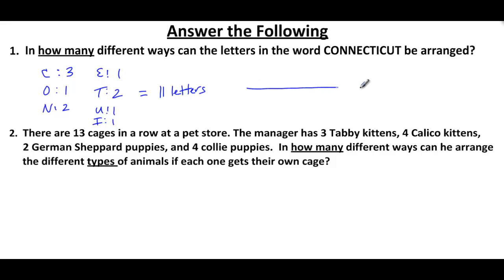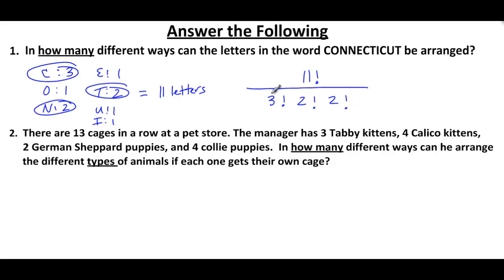So we are going to take the n factorial. There are n letters, so this is going to be 11 factorial, and now we're going to divide by the repeats. The ones that repeat are the C, the N, and the T. The C repeated 3 times, so I'm going to divide by 3 factorial. The N repeated twice, so 2 factorial. And the T repeated twice, 2 factorial. You cannot combine these. These are not like terms because they're factorials, so you have to leave them separate.